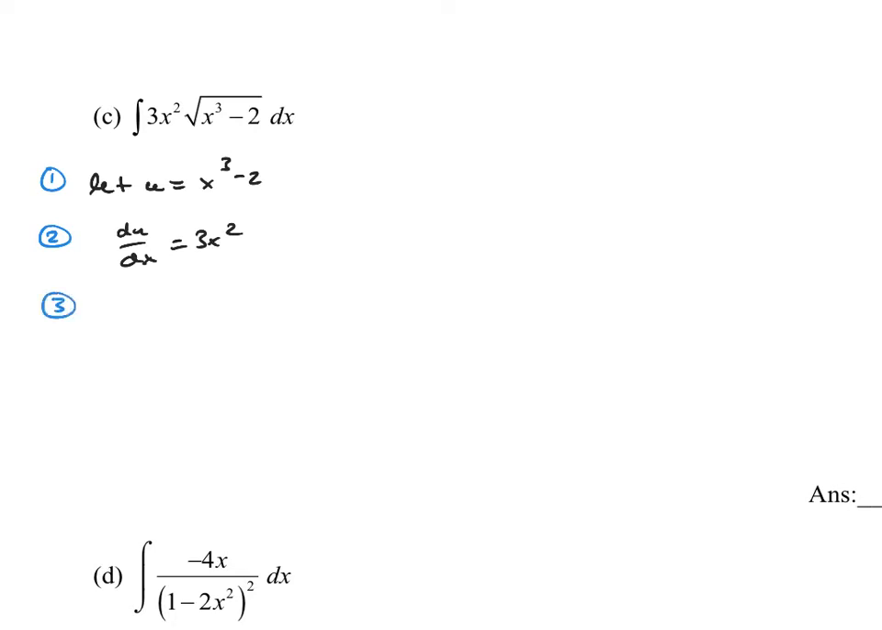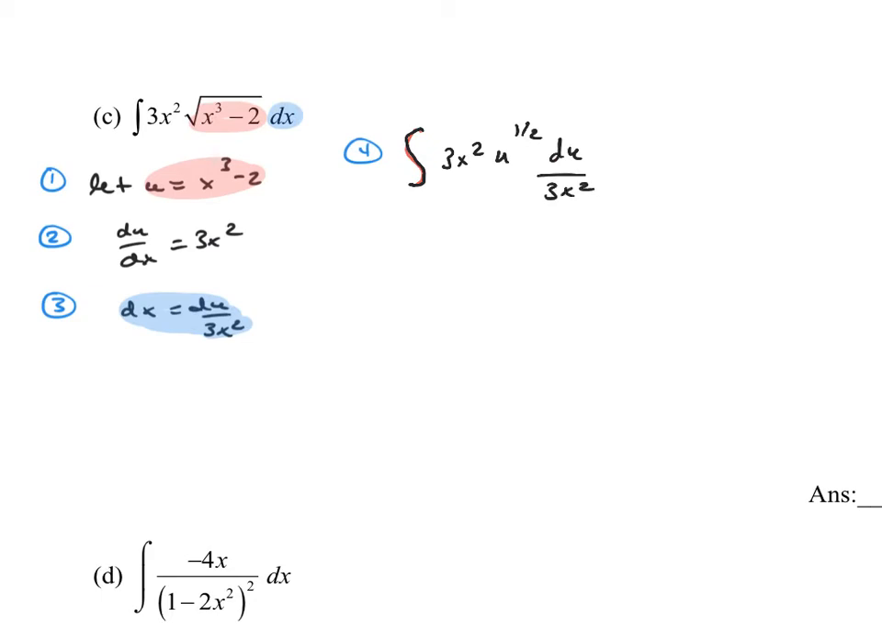Third step is we solve for dx. If I solve for dx, I have dx equals du over 3x squared. We go in and we substitute this into our integral. Again, what are we substituting in? The dx value and also the u value. So when I rewrite this, it would be the integral of the 3x squared is still there, and then instead of the square root of x cubed minus 2, I'm going to write it as u to the 1/2. And instead of dx, I'm going to have du over 3x squared. Notice those 3x squared simplify, so this integral turns into the simple integral of u to the 1/2 du.